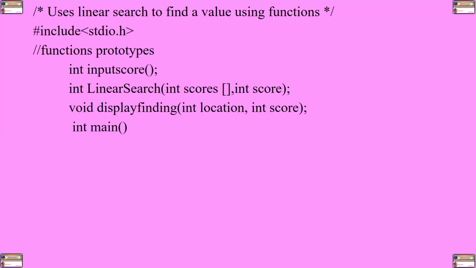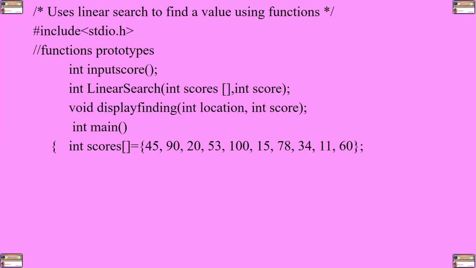Then we go to our main function. Now, in the main function, we have the following. One is a declaration of an array. This statement is declaring an array, or a memory location called scores, that is expected to hold several elements, in fact, 10 elements, all of them of type integer.